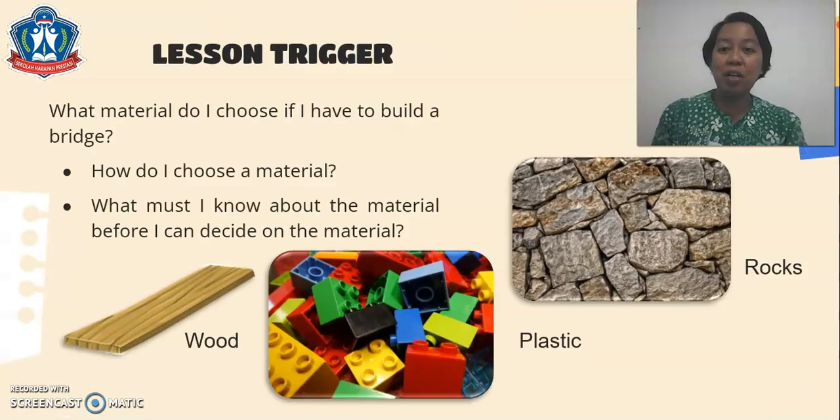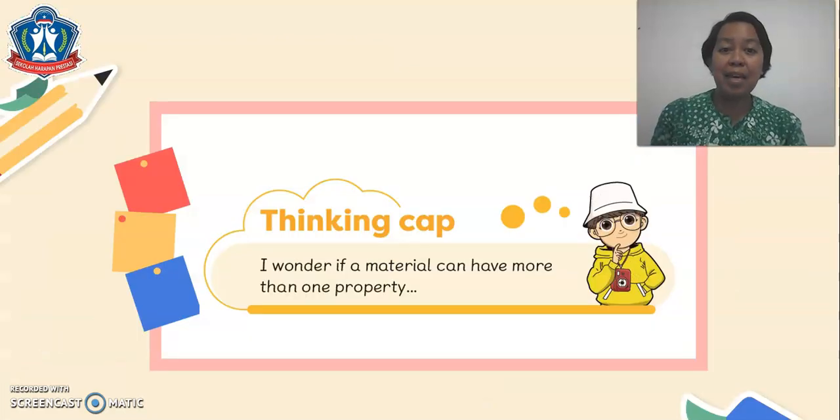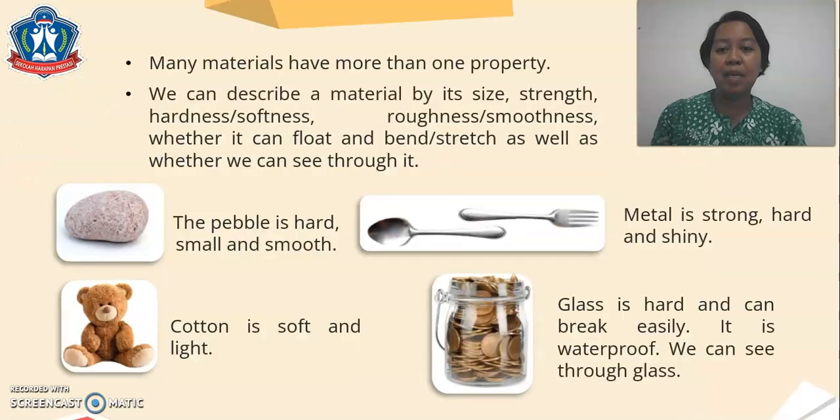For our lesson trigger, what material do I choose if I have to build a bridge? How do I choose a material? What must I know about the material before I can decide on the material? So we have here wood, plastic, or rocks. Which do you want to choose, children? For a thinking cap, I wonder if a material can have more than one property.